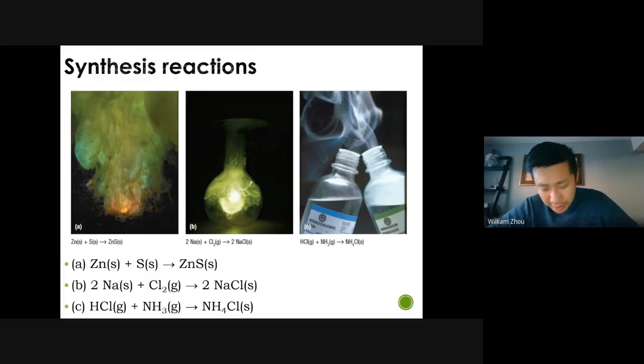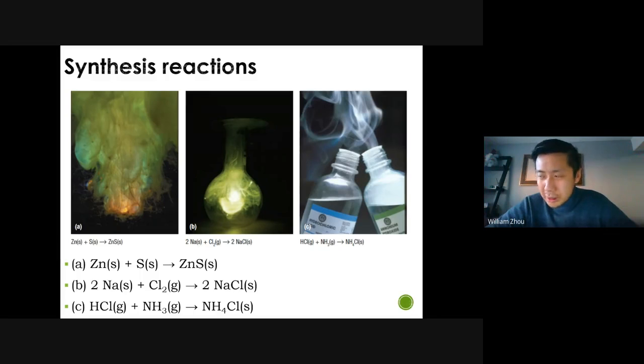So chemistry is actually quite fascinating. And another example is HCl, the gas version of the hydrochloric acid. Combine that with ammonia. That's bleach. No, not bleach. Sorry. Ammonia is not bleach, by the way. Ammonia is ammonia, something that you can also buy. They will form ammonium chloride. Okay, that will be a solid. So that's another synthesis reaction.